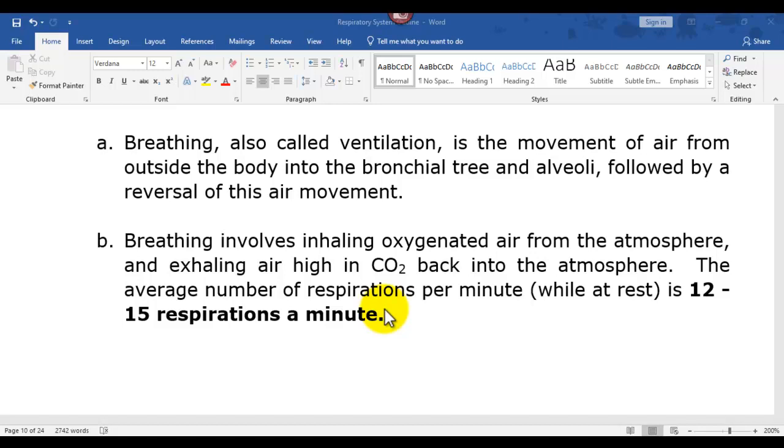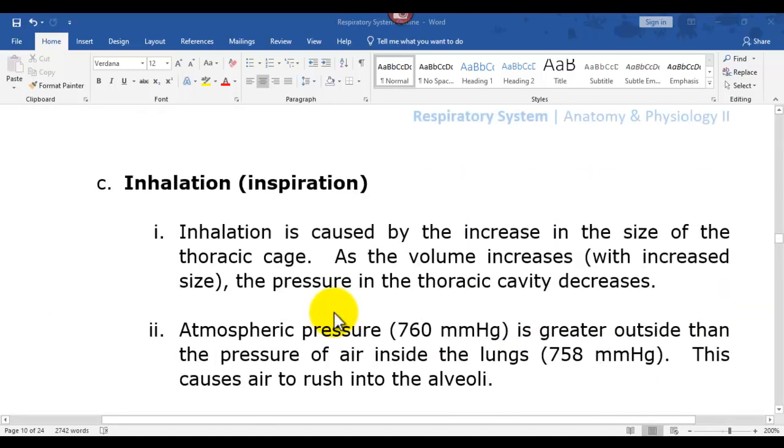On average, a person breathes about 12 to 15 respirations a minute. It depends on a number of factors going on with physiology and things like that. You count the way the chest rises and falls. So, the process of how do you breathe in? There's really two parts to this.